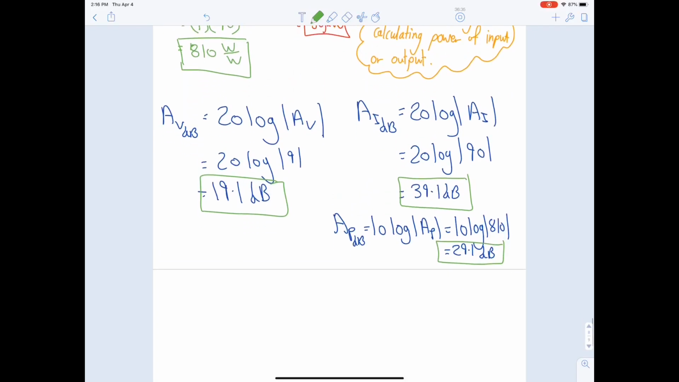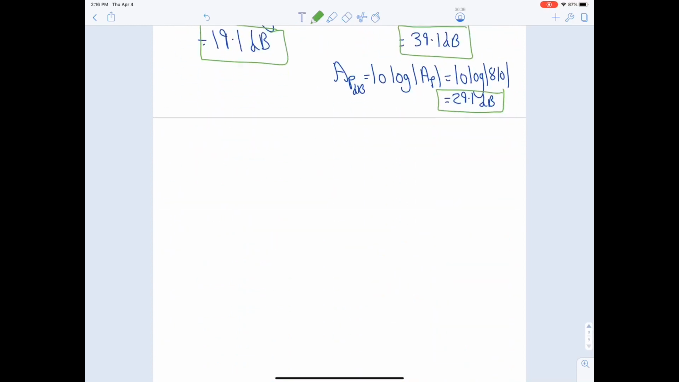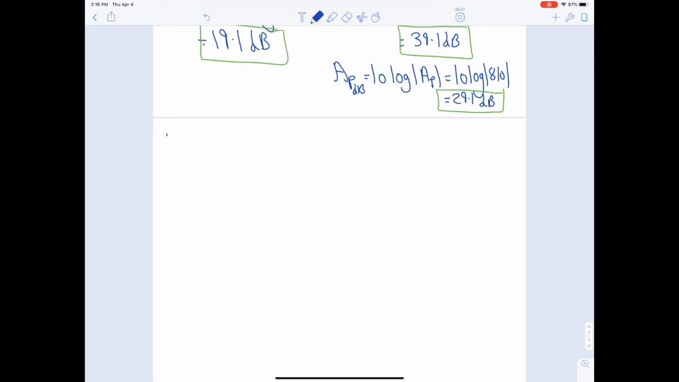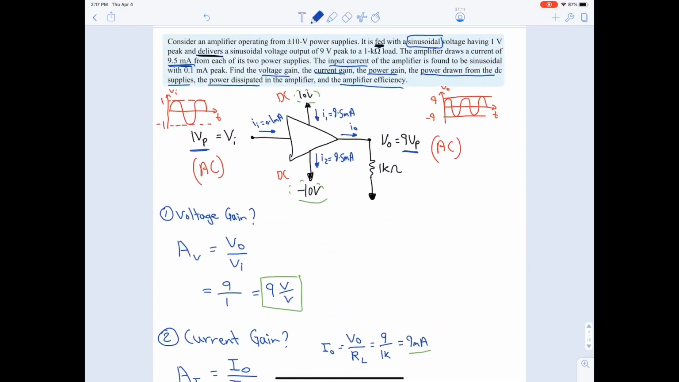Okay, now moving on to the next requirement, we said that it's what? Power across the DC supplies, the PDC. What was the equation of the PDC? The equation was VCC multiplied by ICC plus VEE multiplied by IEE. Do not forget that we're not putting the minus sign. Okay, VCC was 10, ICC was 9.5 milli, VEE is 10, and IEE is also 9.5 milli.